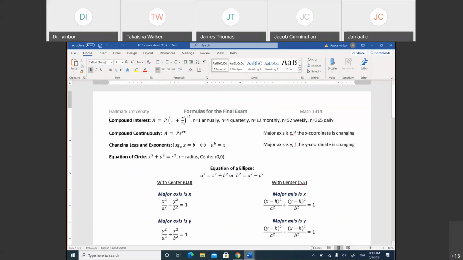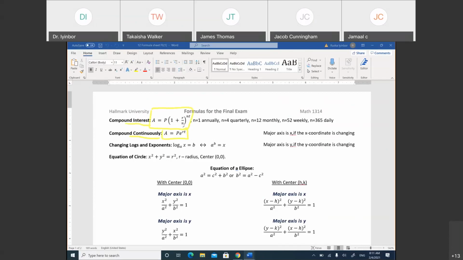It's pretty straightforward. This is your formula sheet. We're going to use the compound interest formula. This is the compound interest formula. This is the compounded continuously formula. So these are the two formulas you're going to use pretty much. Now, let me explain what that means.